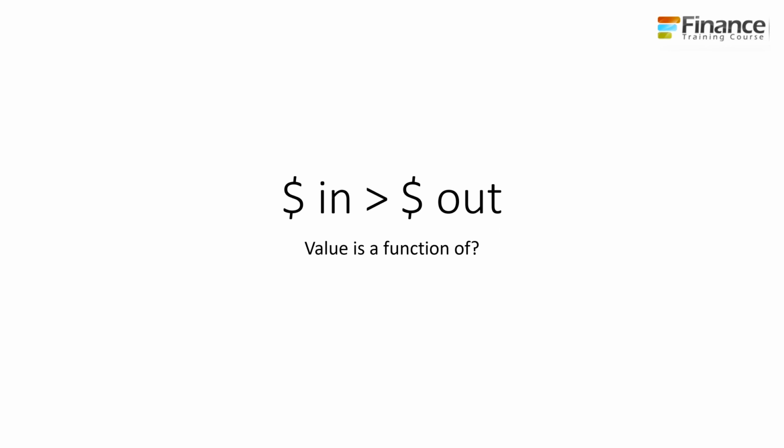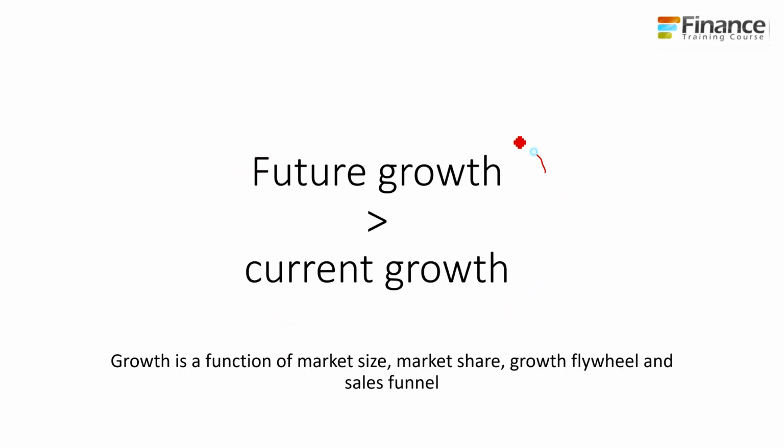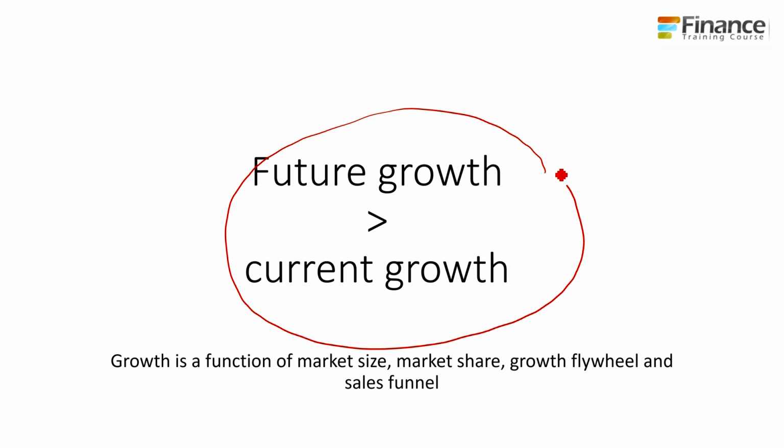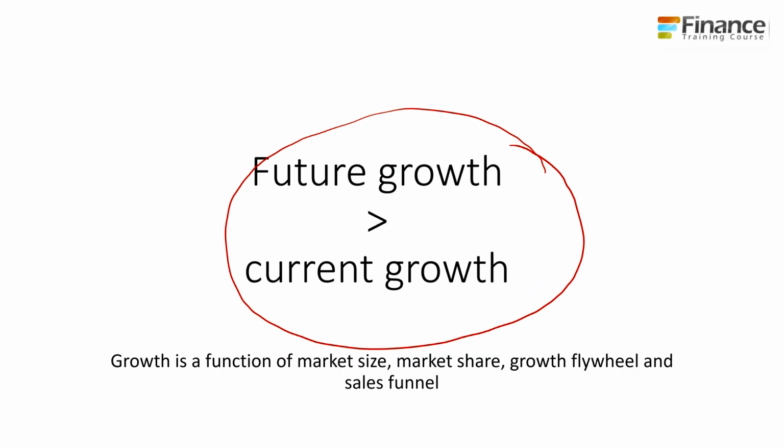I think the first part is, as long as dollars in, money coming in, is greater than dollars out, money going out, you have value, especially in the current environment. The second part of this equation is your future growth rate has to be bigger than your current growth rate. If your outlook indicates that's the case, you have value. Two models. One, dollars in greater than dollars out. Two, future growth greater than current growth. If you can meet these two criteria, you have value.